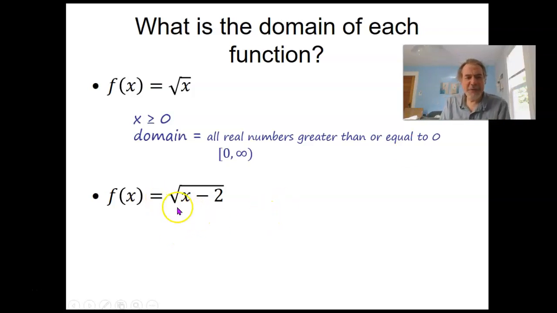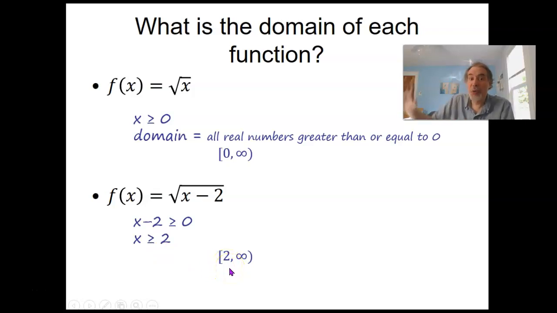What about the next one? f of x equals the square root of x minus 2. Here, the thing that we're taking the square root of, the x minus 2, has to be greater than or equal to 0. So that means, adding 2 to both sides, that x has to be greater than or equal to 2. So the domain is all real numbers that are greater than or equal to 2. That is everything from 2 on up to infinity.